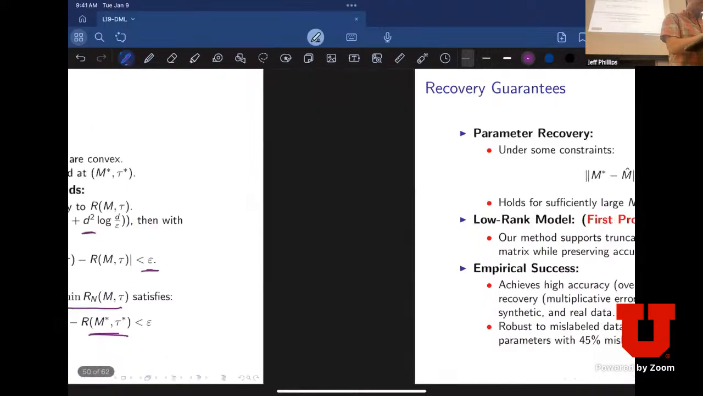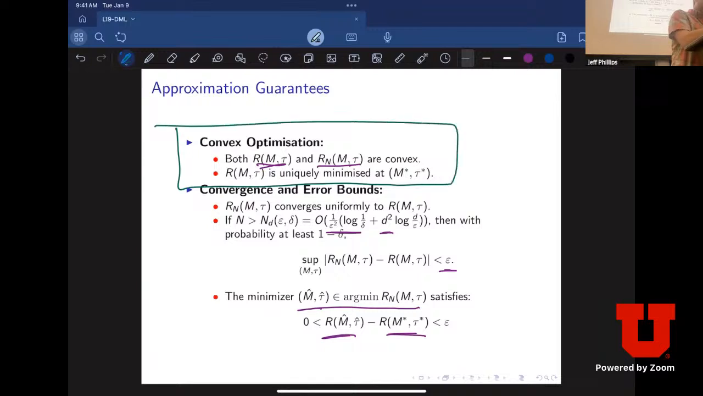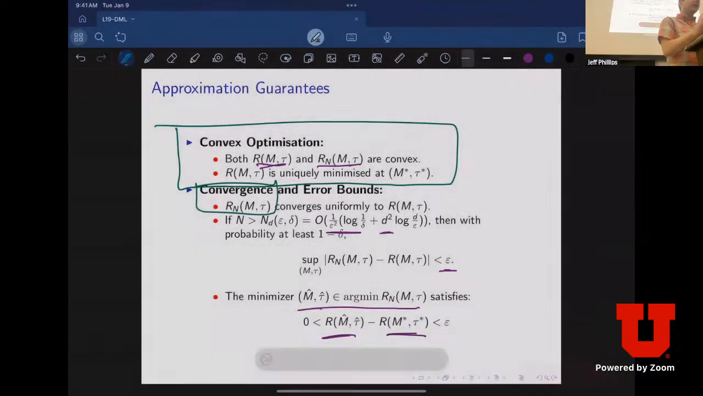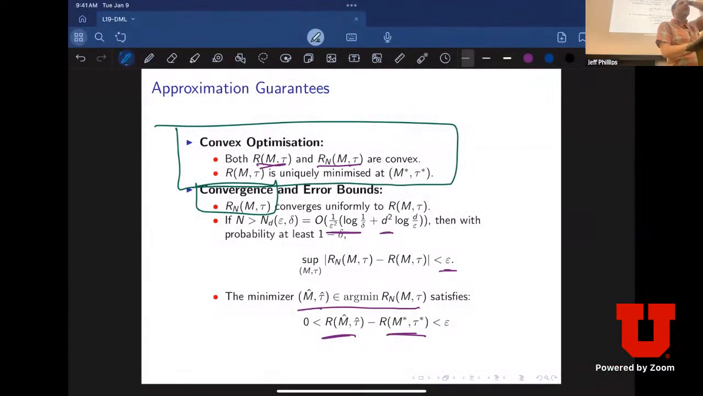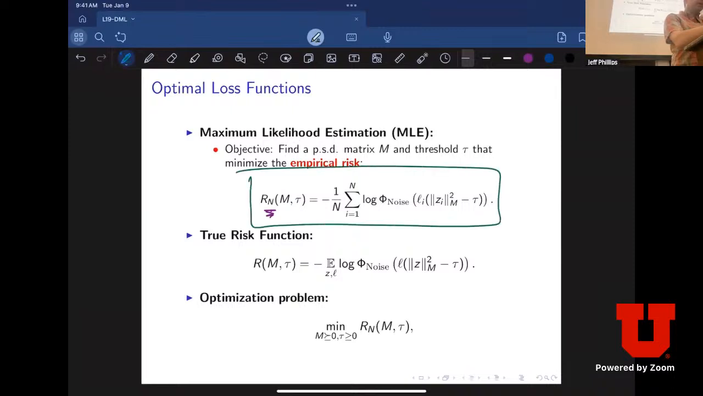Okay, let me go back and say, basically, this is the algorithm. I don't really describe the algorithm here because it's gradient descent. Okay, so we're going to write down this cost function here. And you're going to run gradient descent on the parameters M and some threshold tau.